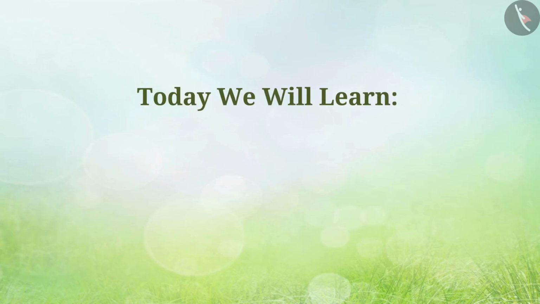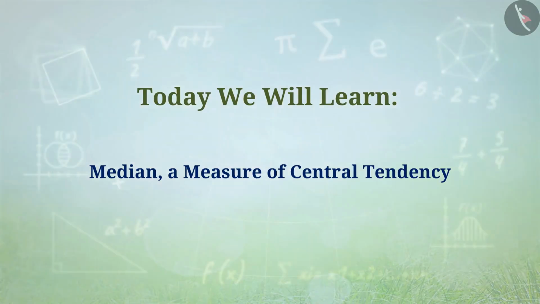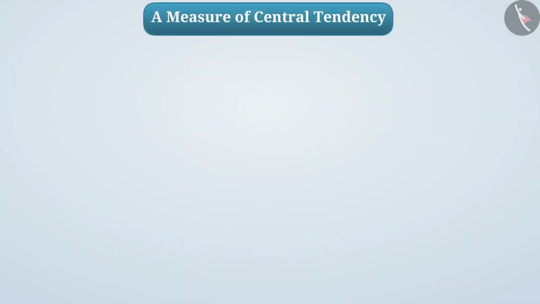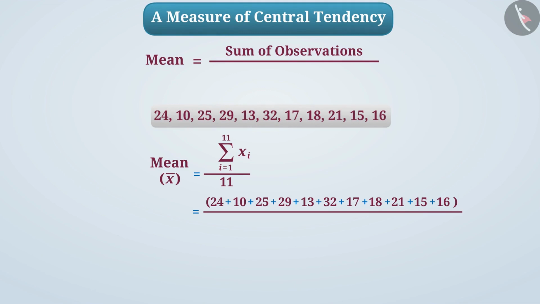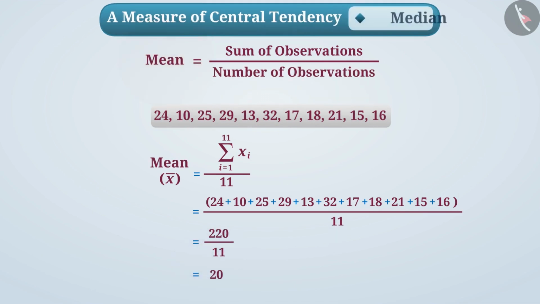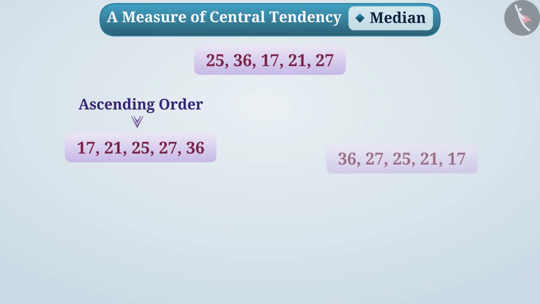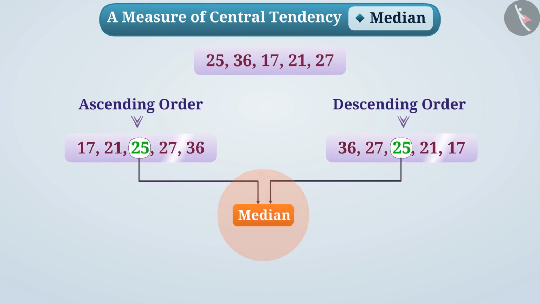Today we will learn about the median, a measure of central tendency. In the previous video, we saw that we get the mean by dividing the sum of observations by the number of observations. Like the mean, the median is also a measure of central tendency. After arranging the data in ascending order or descending order, the middle observation is the median of these data.